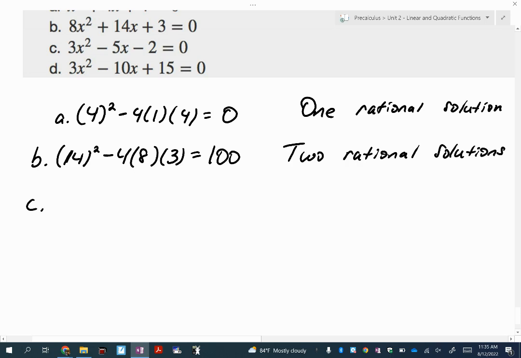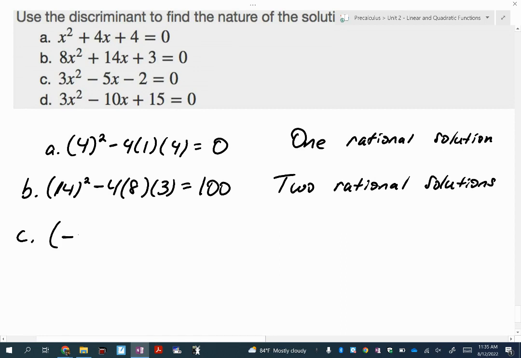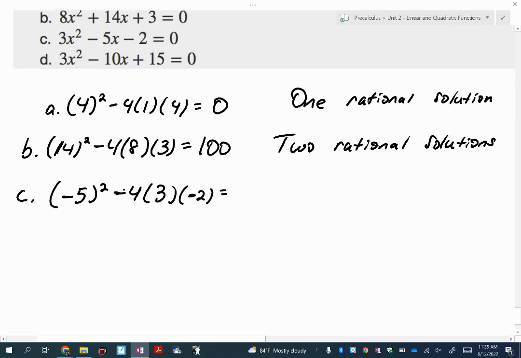Let's do C. C has b squared, so negative 5 squared minus 4 times A times C. So negative 5 squared is 25. Then negative times a negative is going to give me addition, so that's good. 4 times 3 is 12. 12 times 2 is 24. 25 plus 24 is 49. Another perfect square. And it's positive, so two rational solutions. So just like letter B.